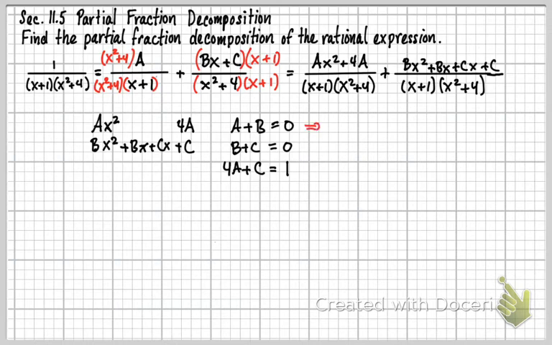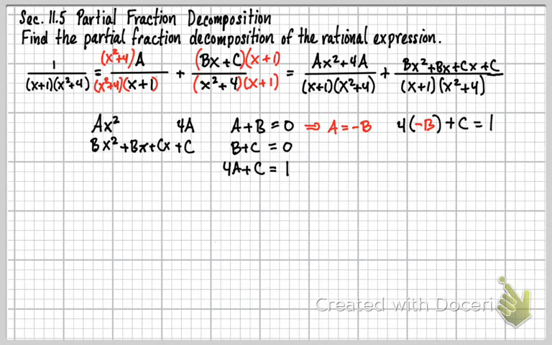So this, I'm going to say a equals negative b. And then all I'm going to do here is take this, and wherever I see a, I'm going to plug in negative b for it. So that's what I'm going to do first. Okay. So that equation then is going to be 4 times negative b plus c equals 1.